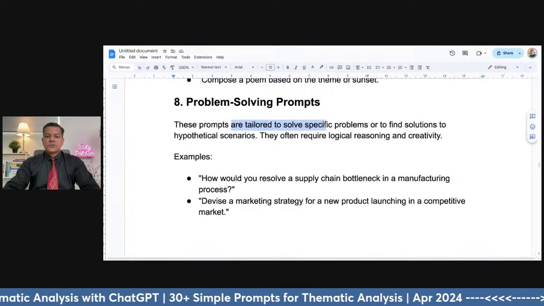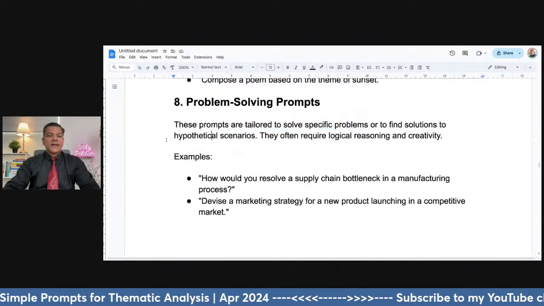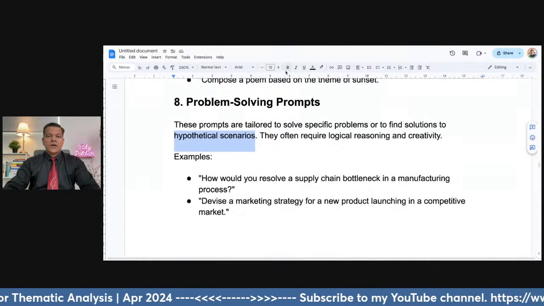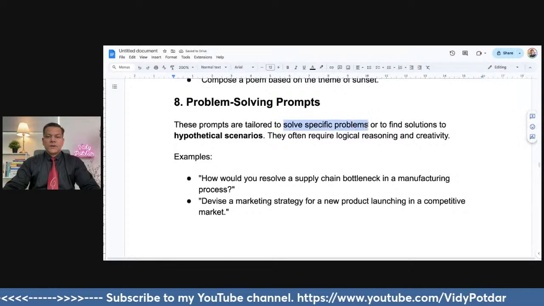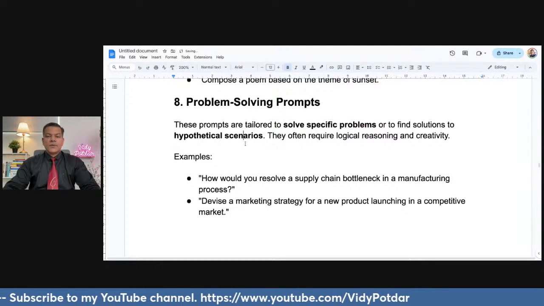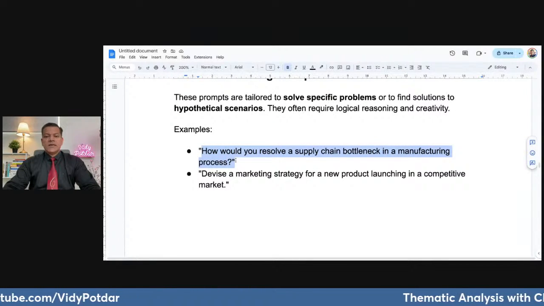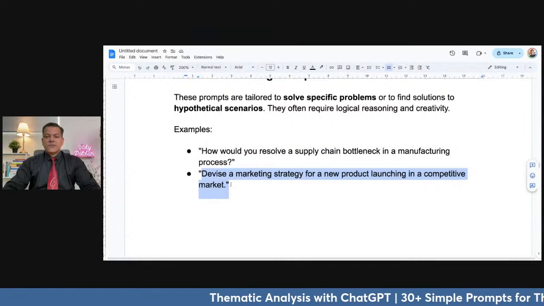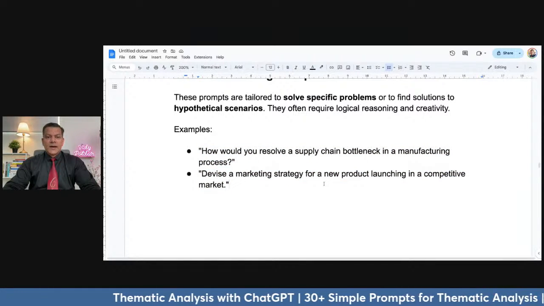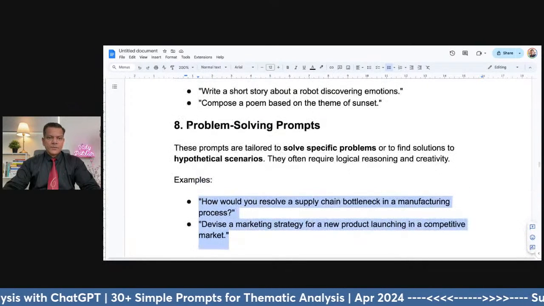Next is problem solving prompts. These are tailored to solve specific problems or to find solutions to hypothetical scenarios. Yeah, like what-if scenarios. Solve specific problems or find solutions to hypothetical scenarios. So for example, how would you resolve a supply chain bottleneck in a manufacturing process, or devise a marketing strategy for a new product launching in a competitive market? So these kinds of prompts are problem solving prompts.